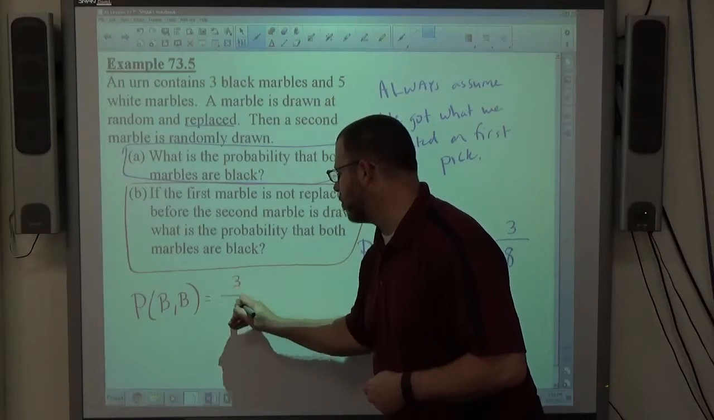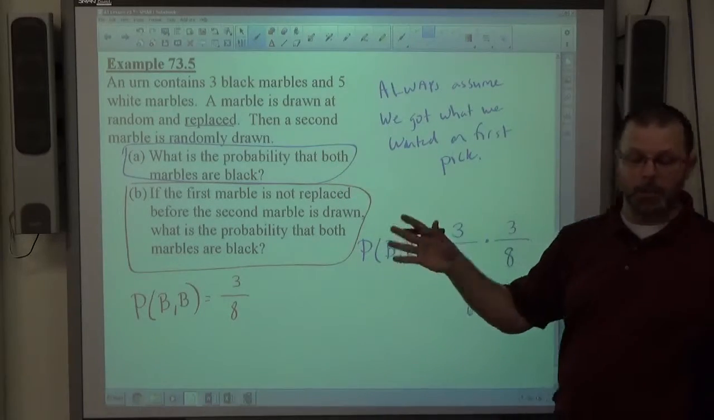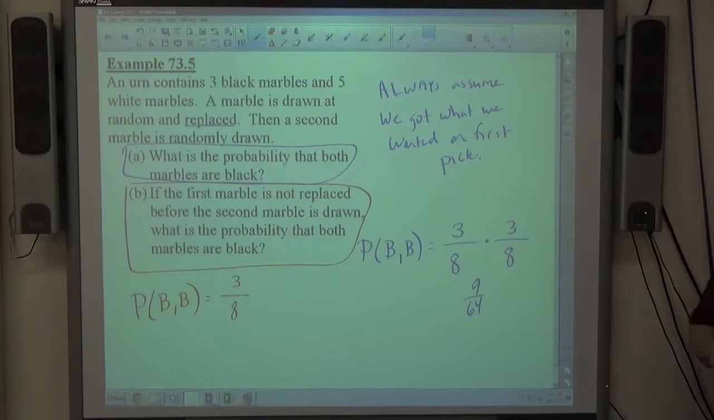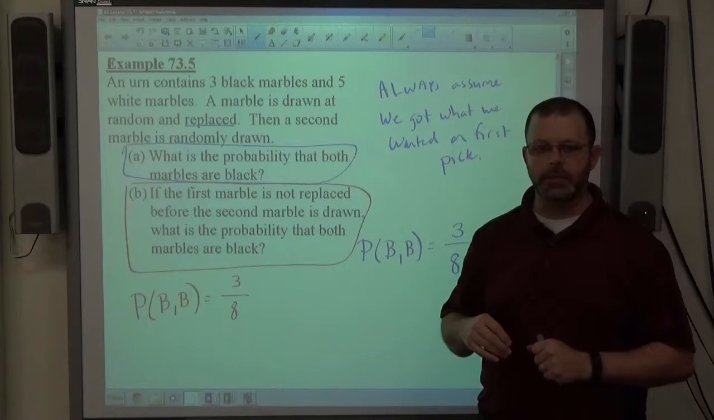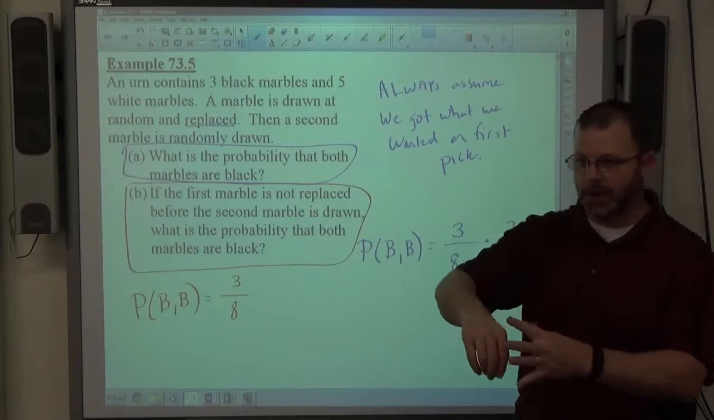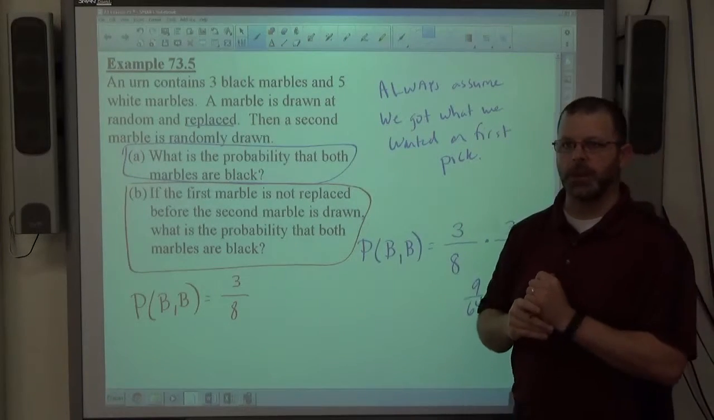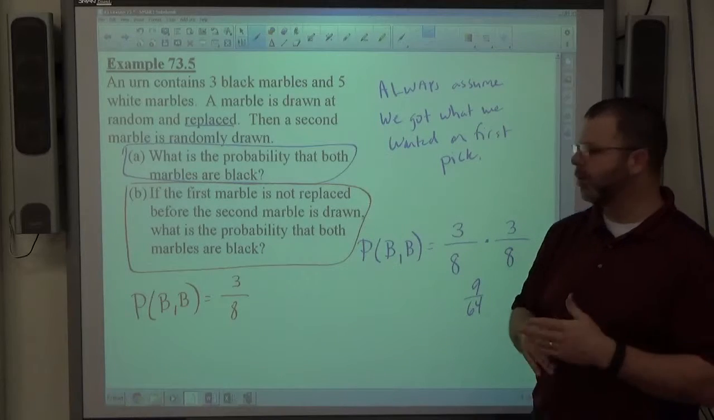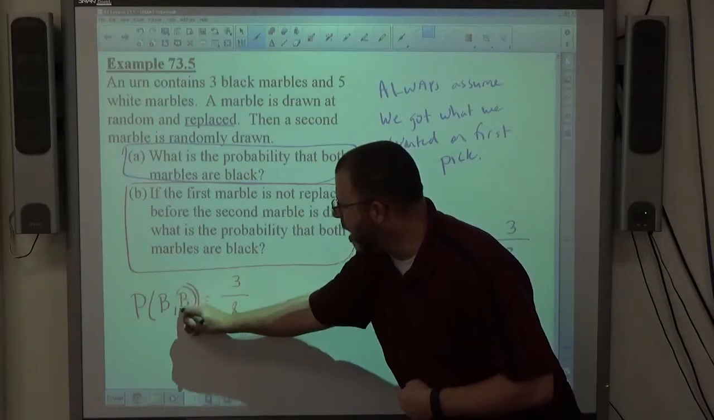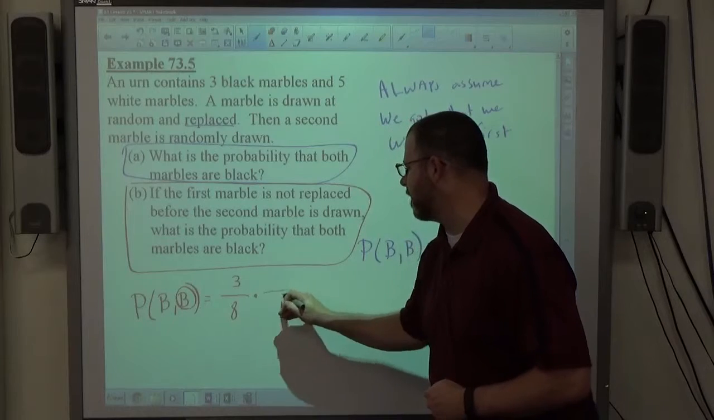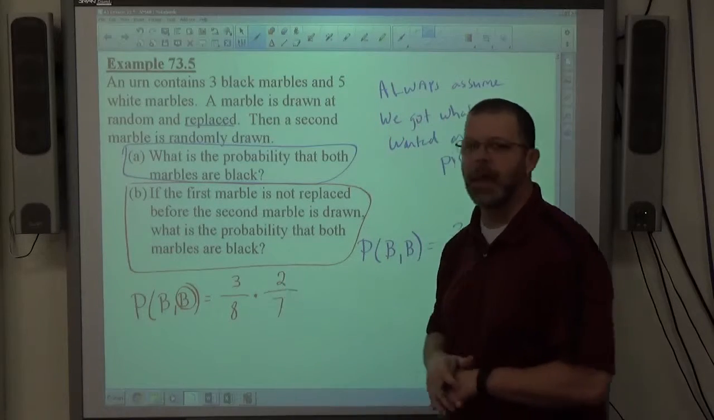So on the first pick, same issue, right? We have 8 marbles, 3 of which are black. All right, but we're not replacing. So what kind did I pick? Black. I picked a black marble, right? So I picked a black marble out and I set it on my desk, and now I got an urn with how many marbles in it? 7. How many are black? 2. So my second pick here, after I don't replace, is only going to have 7 marbles to pick from, but only 2 of those are black.